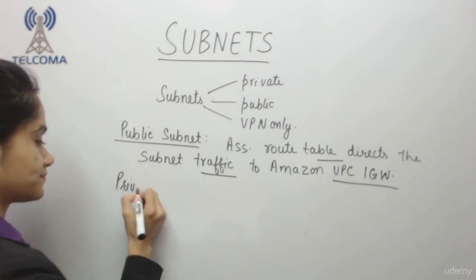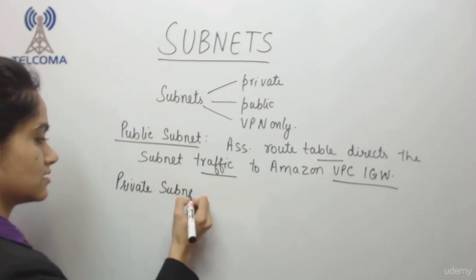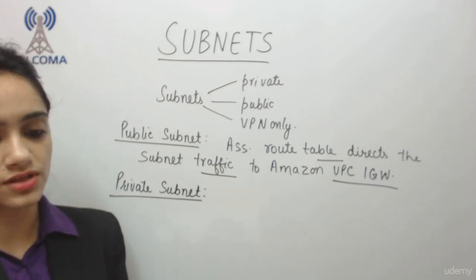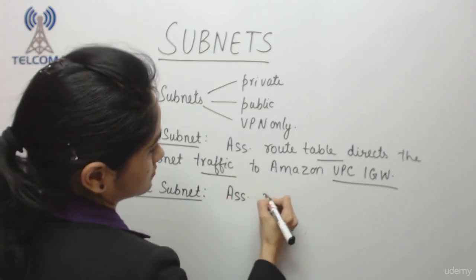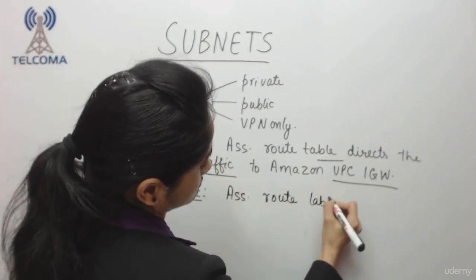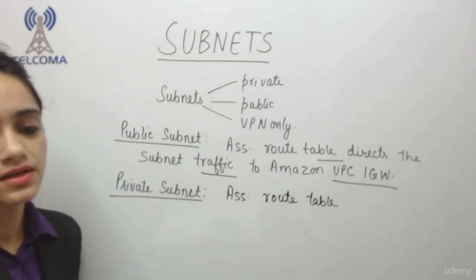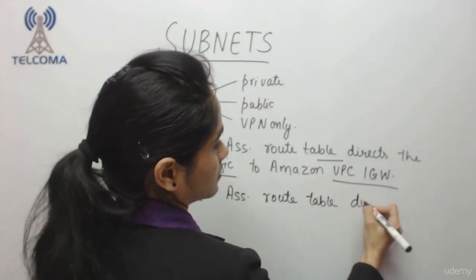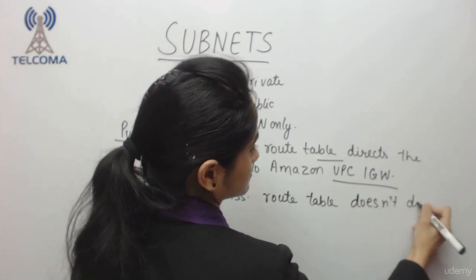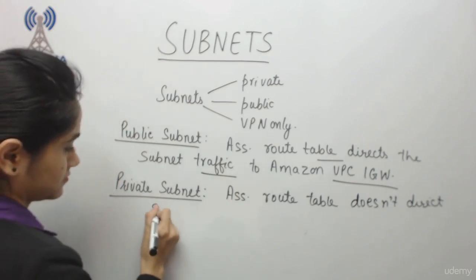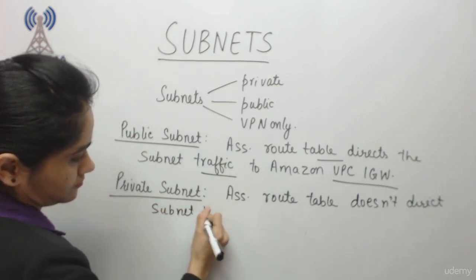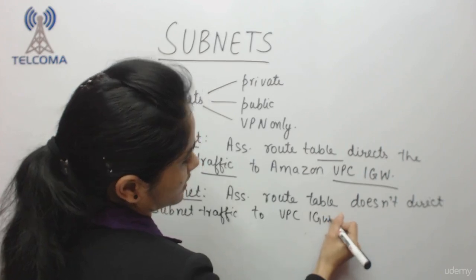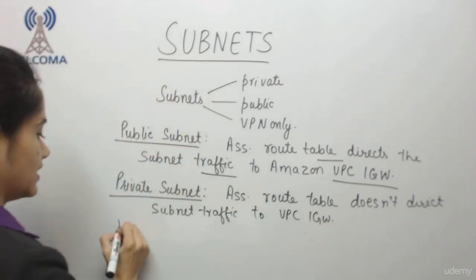Next we have the private subnet. In this case the associated route table does not direct the subnet's traffic to the VPC internet gateway. It does not route traffic to the internet gateway.